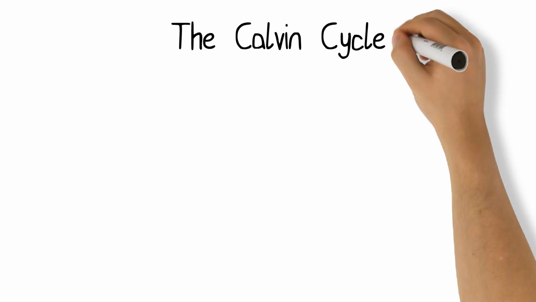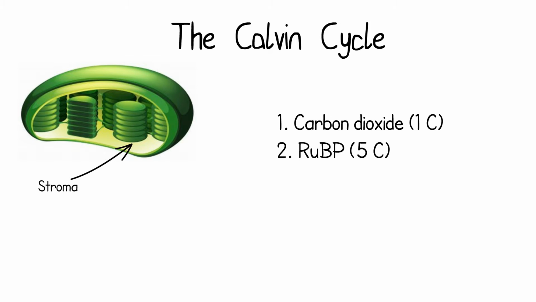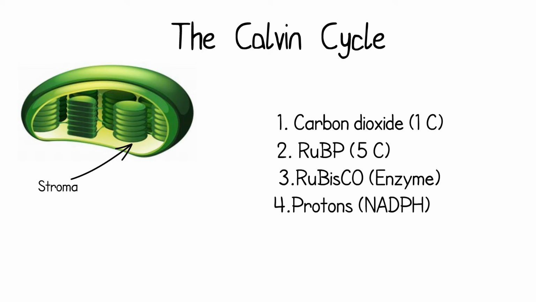The Calvin cycle occurs in the stroma of the chloroplast and requires a number of ingredients including carbon dioxide, a 5-carbon molecule ribulose bisphosphate, an enzyme rubisco, and the NADPH and ATP from the light-dependent reaction.